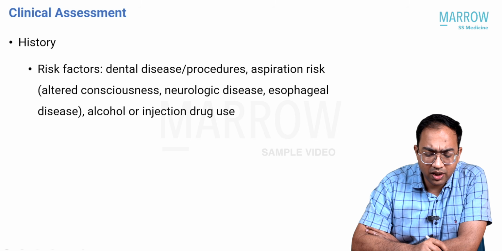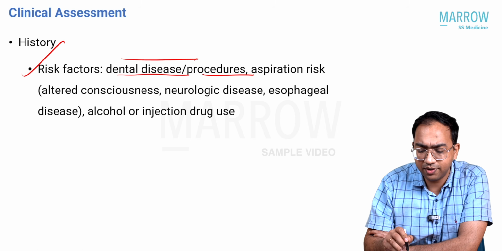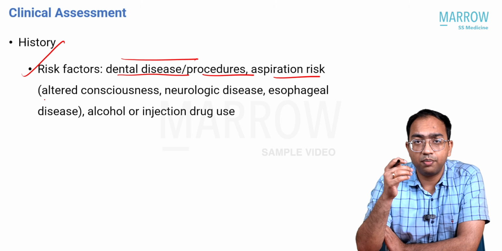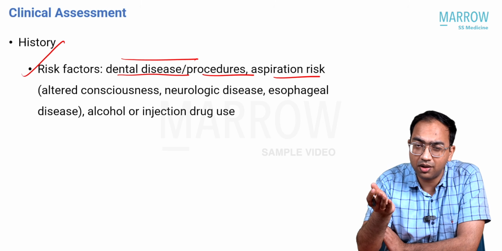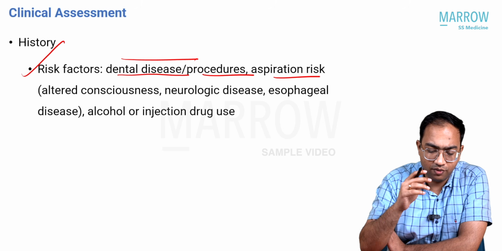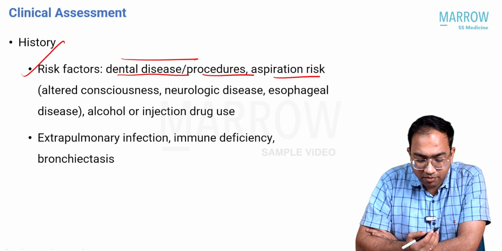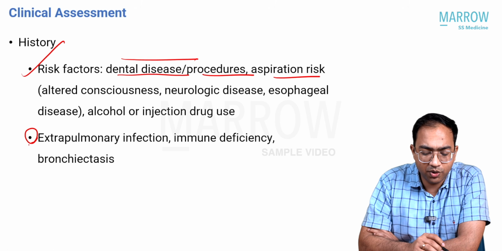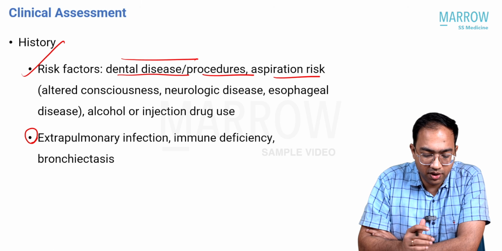Clinical assessment. Like we have discussed, we can't overemphasize dental disease and procedures. Look for aspiration risk, for example, patients in rehab. They might have altered consciousness, they might be, most of the time, bedridden, etc., and can have frequent aspirations. Extrapulmonary infection, presence of immunodeficiency, bronchiectasis, these things can help you in identifying or considering the etiological differentials.